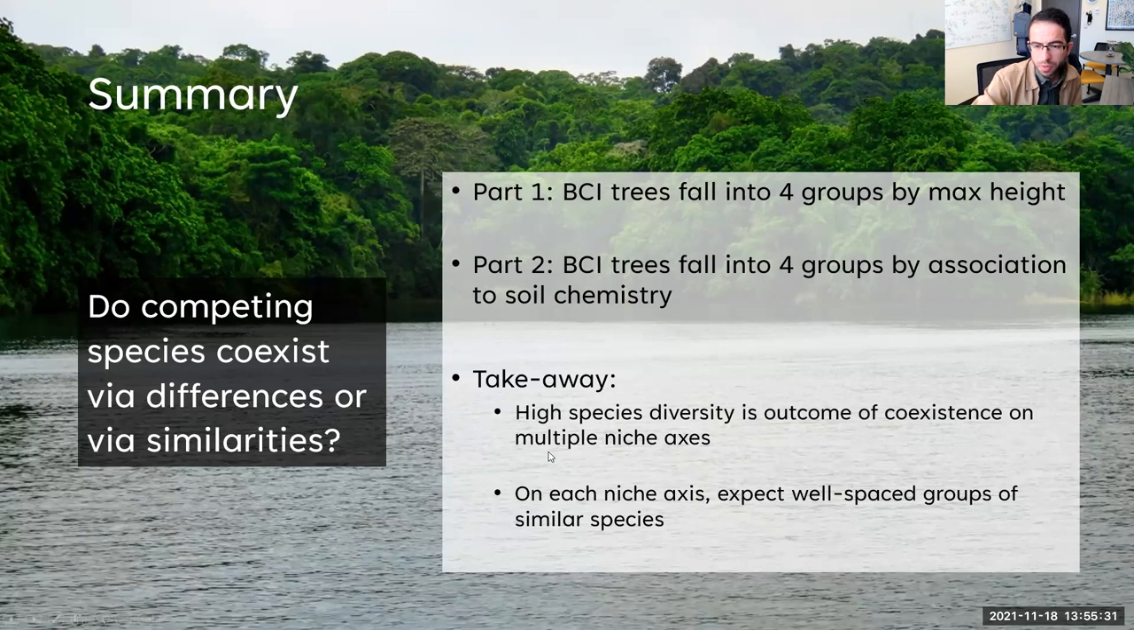So then how do you explain coexistence? Because those of us familiar with coexistence theory say that each species has to have its own niche to be able to coexist and not be excluded by others.